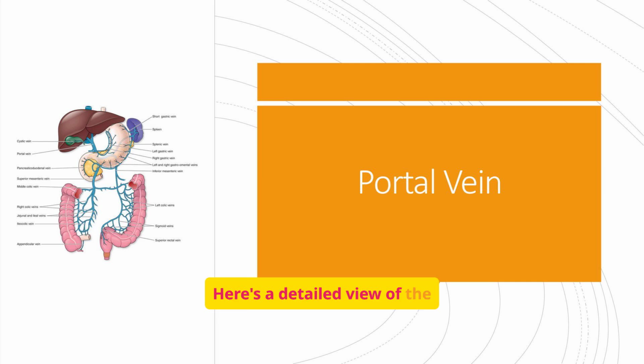Here's a detailed view of the portal vein and its tributaries. The portal vein is responsible for carrying blood from the digestive organs to the liver, ensuring that nutrients and toxins are processed before entering systemic circulation. Understanding this anatomy is crucial for comprehending liver function and disease.